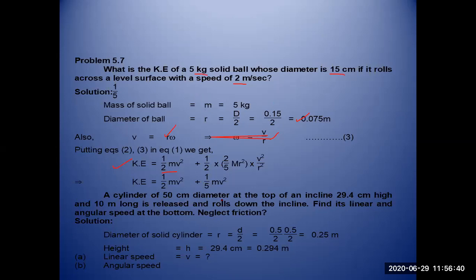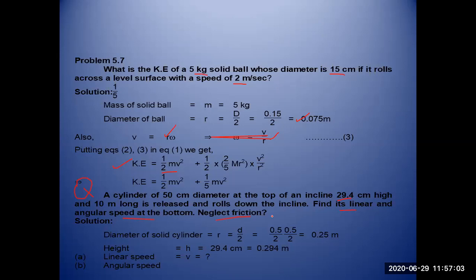A cylinder of 50 centimeter diameter at the top of an incline of height 29.4 centimeter. This is a question of this class. And 10 meter long, it is released and rolled down the incline plane. Find its linear and angular speed at the bottom, neglecting the air friction.